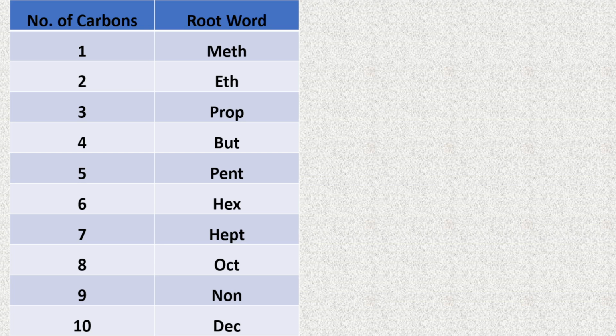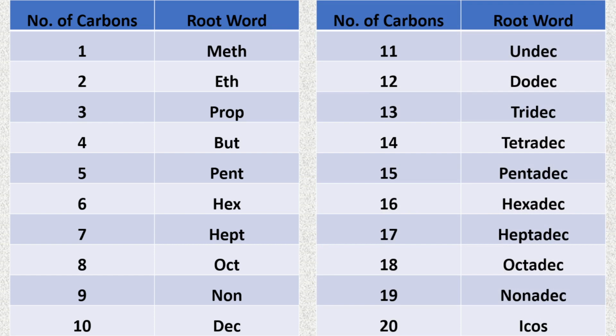If there are 2 carbon atoms, then the root word is eth. Similarly, for a chain with 3 carbon atoms it is prop. You can have a quick look at the other root words, or you can also pause the video.